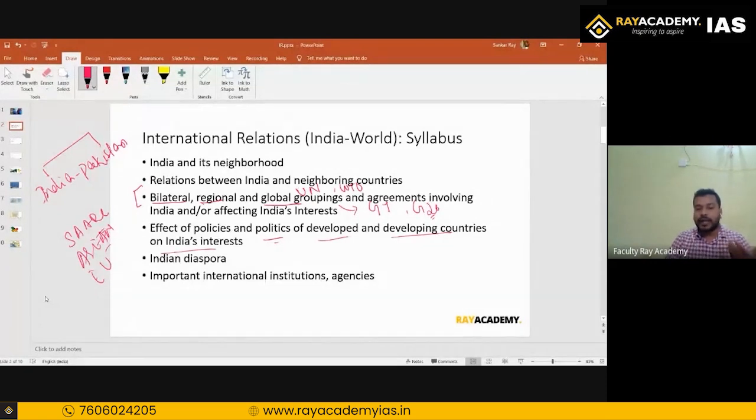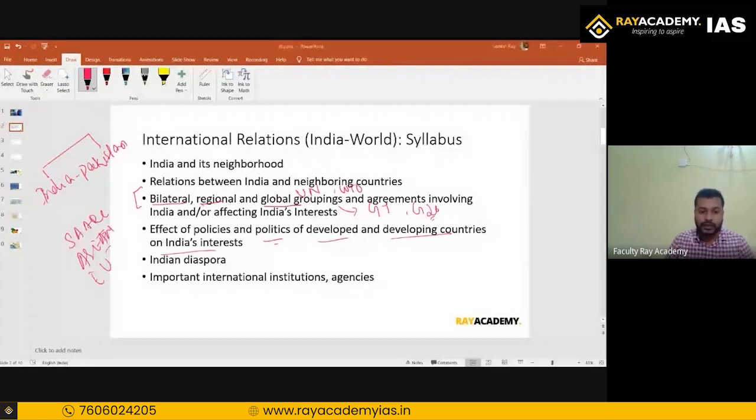You see, when you try to understand India's international relations, there are two groups of countries in the entire world. One group is developed in terms of economics, for example UK, USA, Germany, France, etc. They are developed countries. And what about developing countries? For example India, South Africa, some of the African countries, some of the South Asian countries. They are developing countries. They're still developing. They are not mature. Their economy is still in progress.